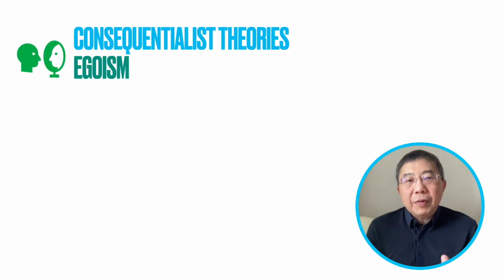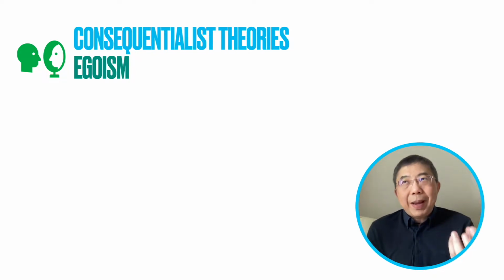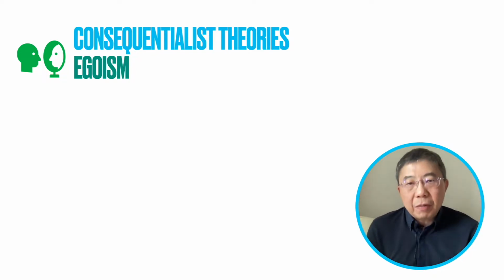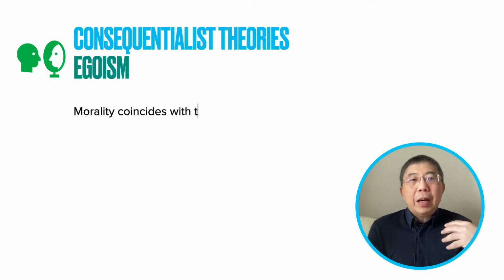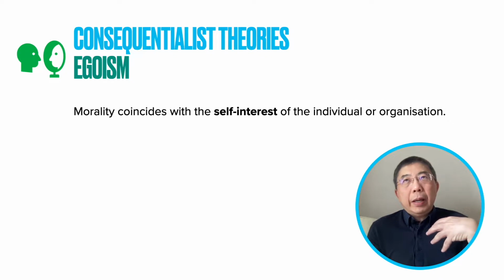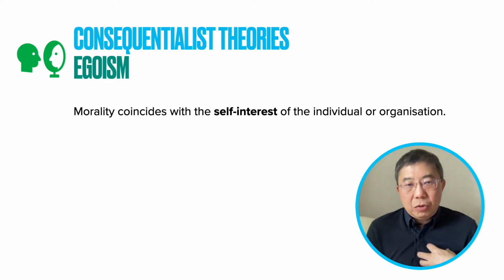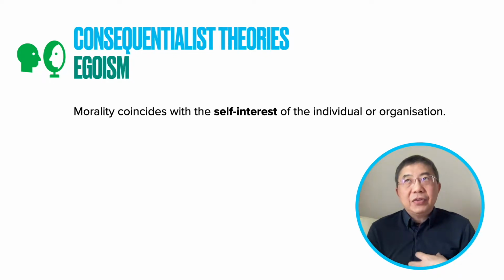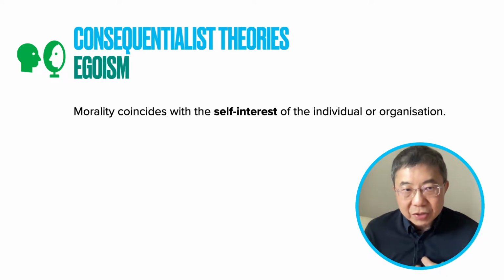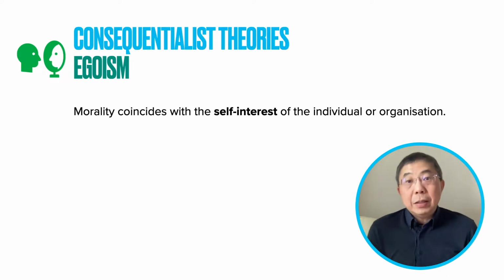Another example of a consequentialist theory would be egoism. And egoism perhaps is the opposite of utilitarianism, in the sense that we are looking more into our own self-interest. What would benefit ourselves the most would be the right thing to do.